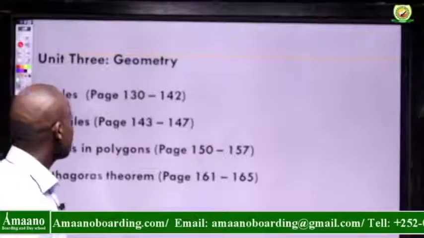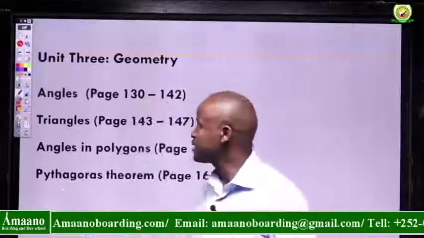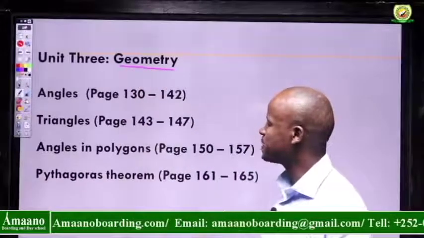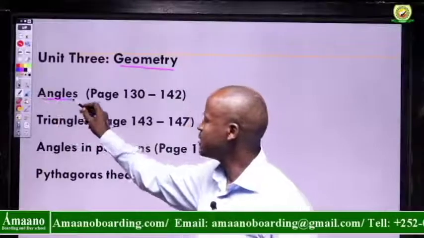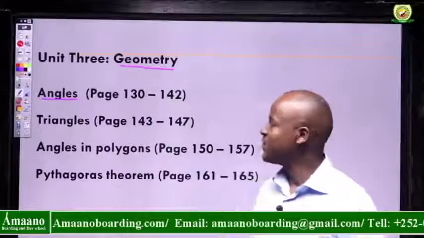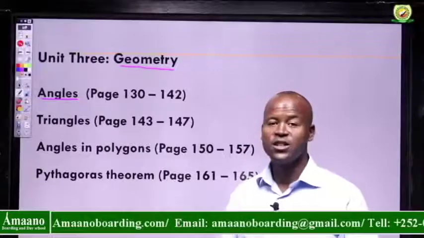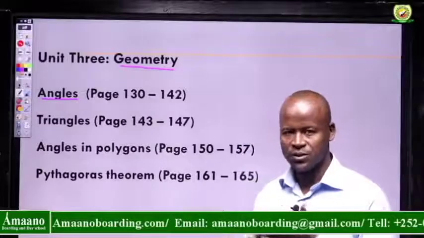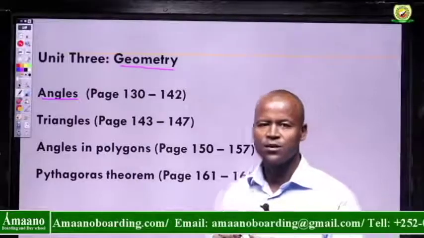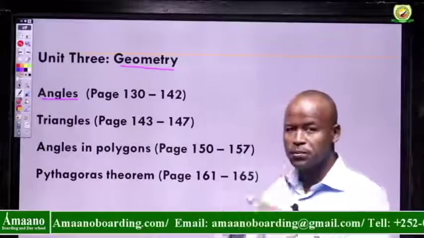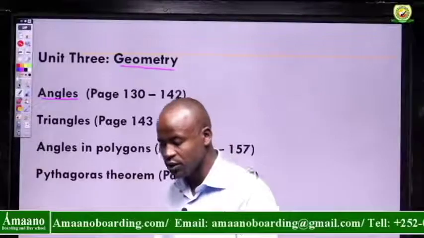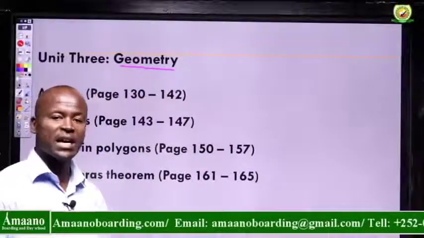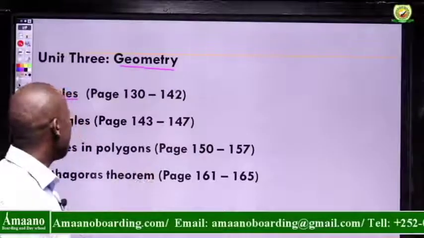Okay, let's go to the 3rd unit. Under this unit, the geometry part, we have seen angles, different angles. We classified angles based on their degree measures as acute, obtuse, right, straight, reflex, and then one complete turn or one complete revolution, which is 360 degrees. So based on the degree measure of the given angle, we classified or we name angles.